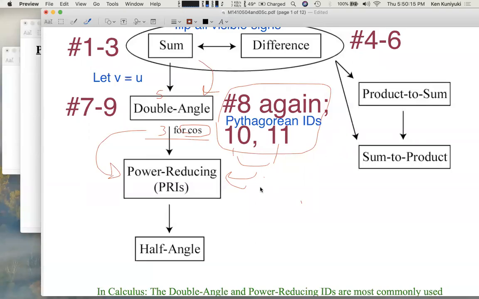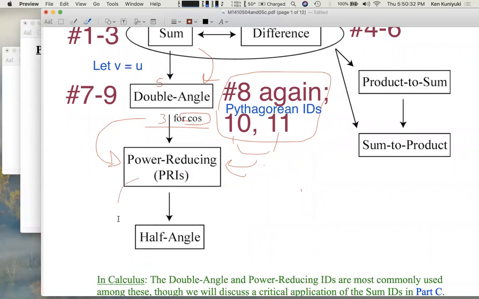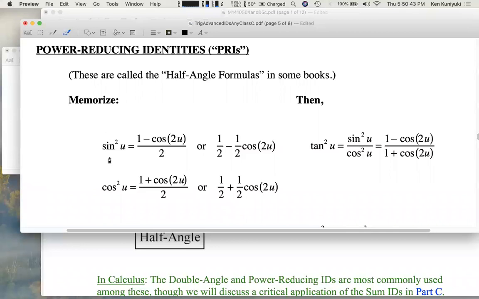Hi, everyone. We're now going to go from identities number 10 and 11, which are two specialized double angle identities for cosine, and we're going to get these PRIs, the power reducing identities. By the way, some books actually switch the titles on these. Try not to get confused by that, between the PRIs and half angle. I call these the power reducing identities because they have a key purpose of reducing the power on an expression.